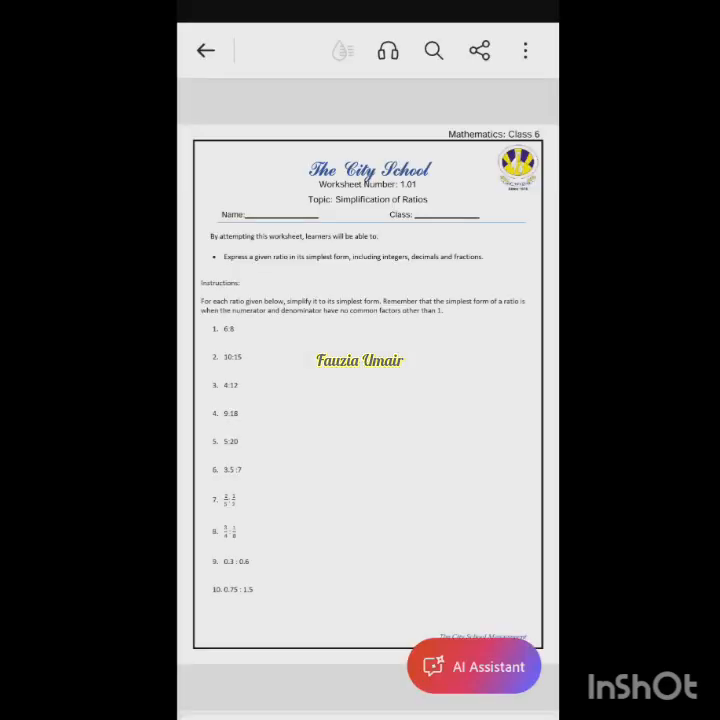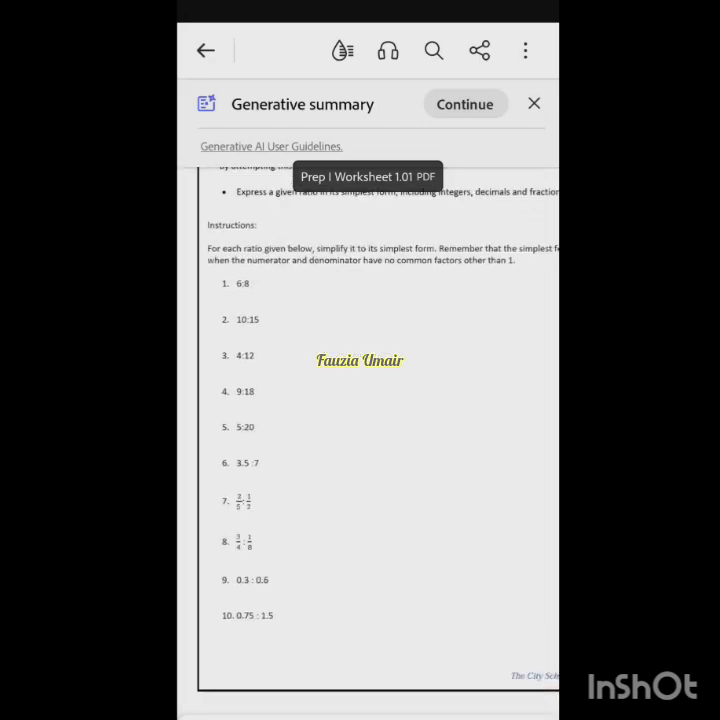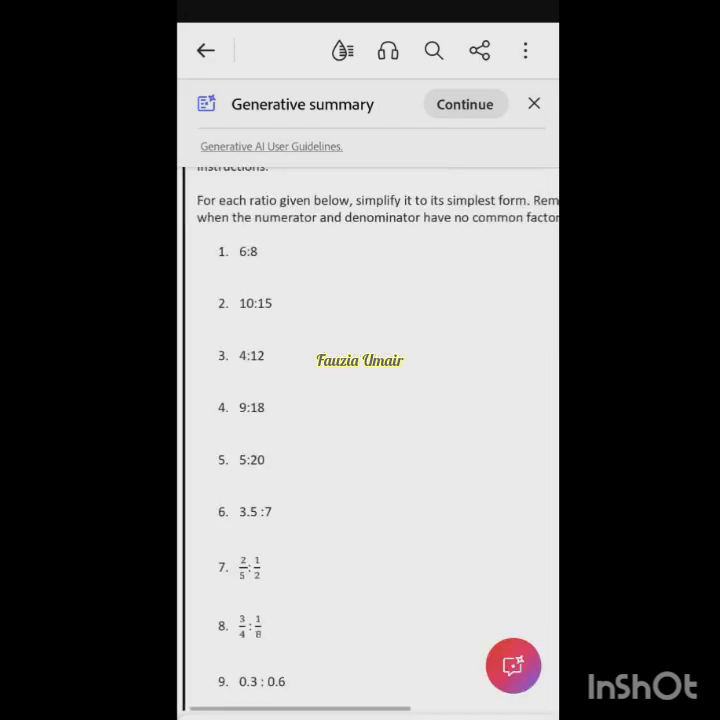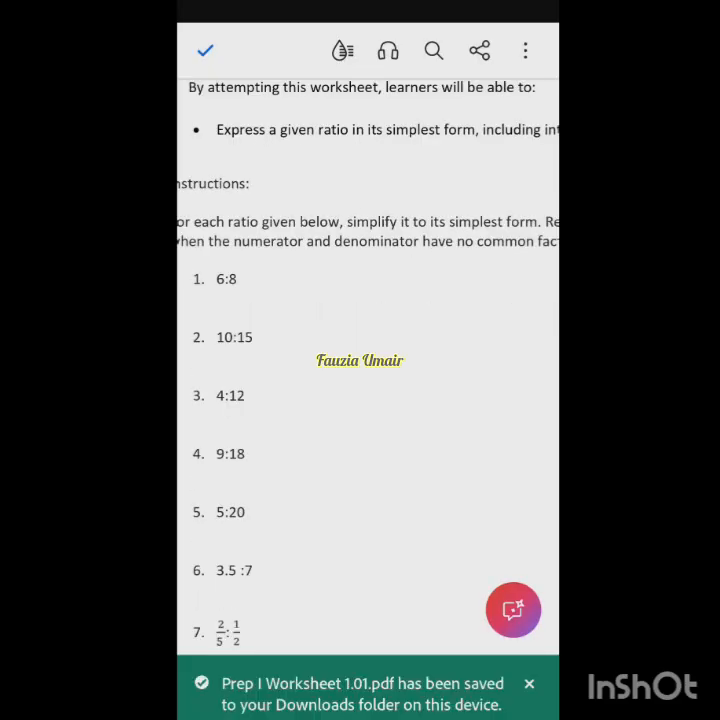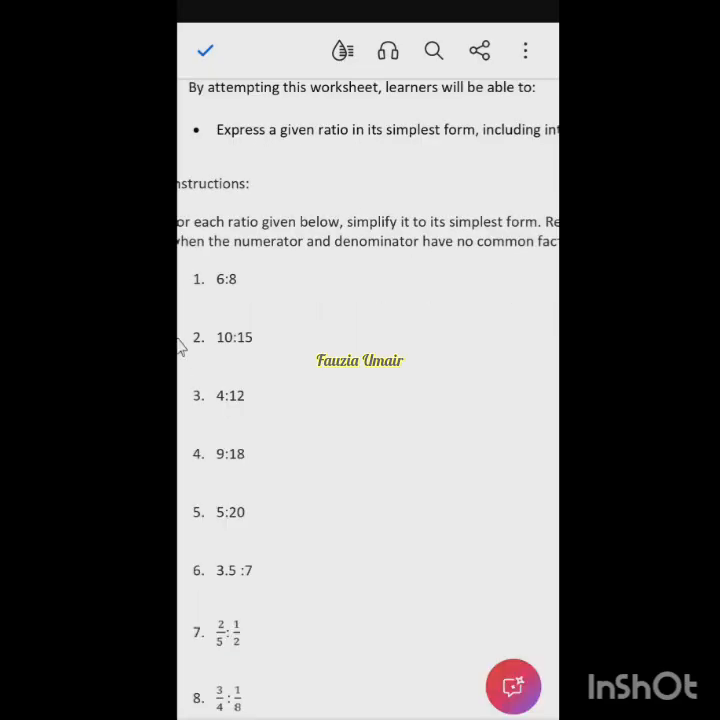All right. So this is your first worksheet, where you need to express the ratios in the simplest form, right? So question one is 6:8. They are starting from a very simple question.